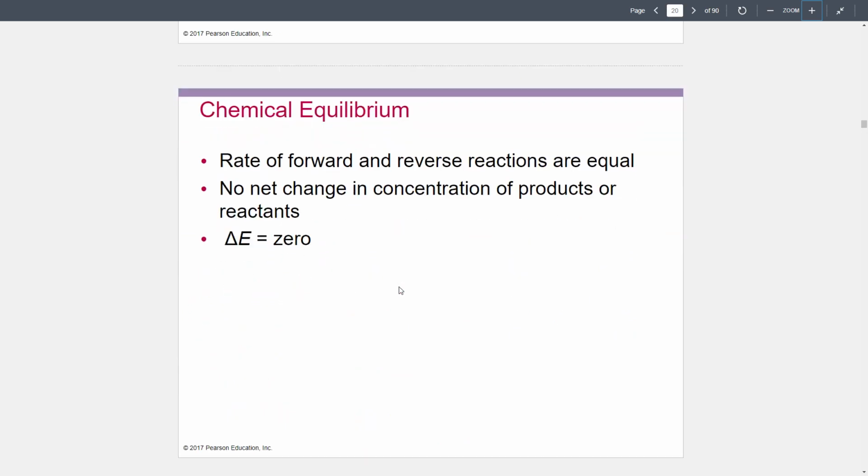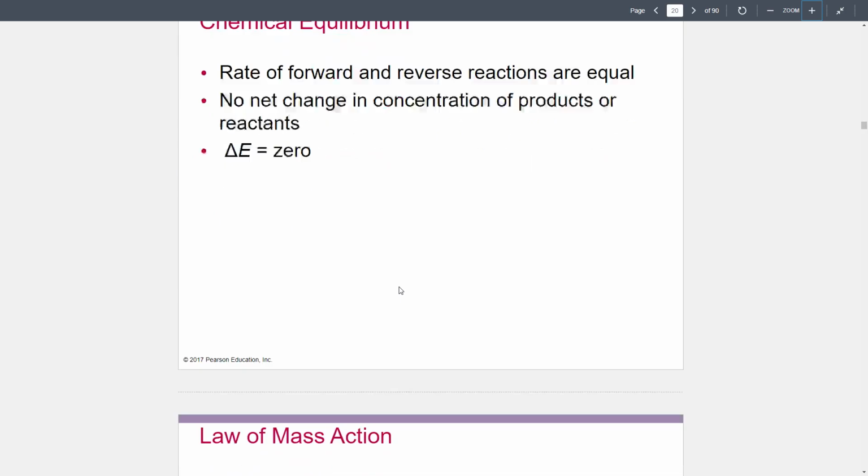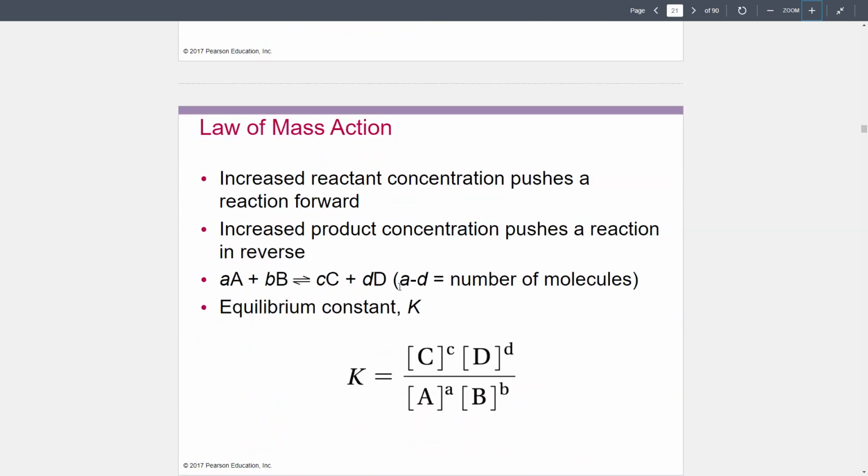Now, chemical equilibrium, this is the ideal. When the rate of forward and reverse reactions are equal, so there's no net change in concentration of products or reactants, the change in energy is 0. This is chemical equilibrium. Everything is perfectly balanced on both sides. How likely is this to happen? Slim to none. Naturally speaking, anyway, at least. While this is what it's striving for, it is hard to meet. And I cannot think of an example of when the body actually does it.